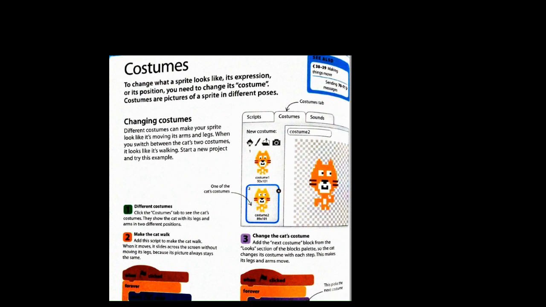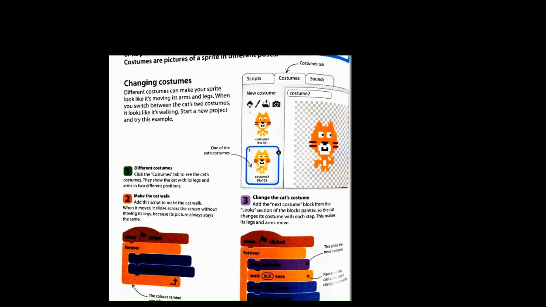Costumes. To change what a sprite looks like, its expression or its position, you need to change its costume. Costumes are pictures of a sprite in different poses. Changing costumes. Different costumes can make your sprite look like it's moving its arms and legs. When you switch between the cat's two costumes, it looks like it's walking. Start a new project and try this example.